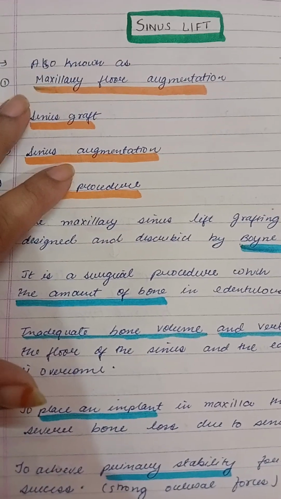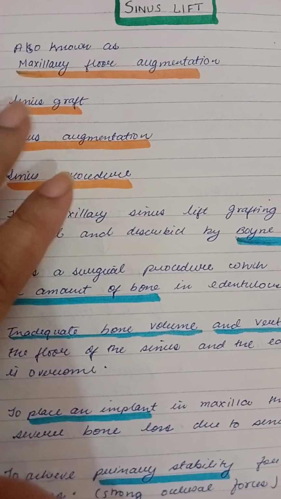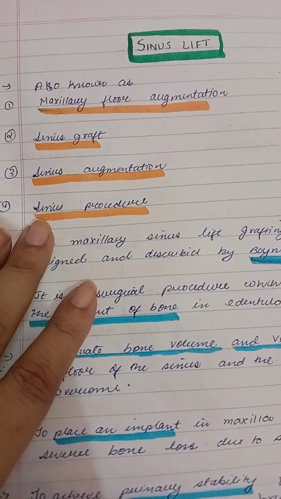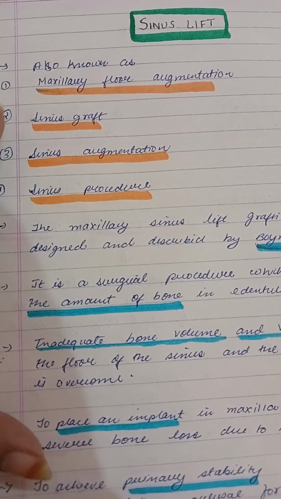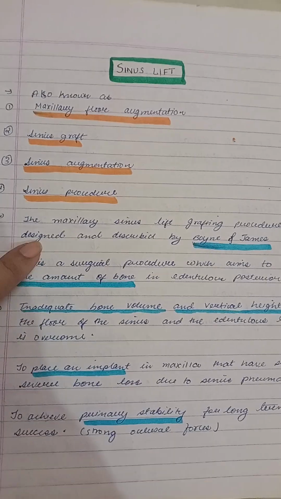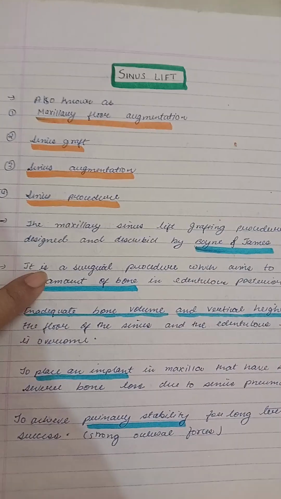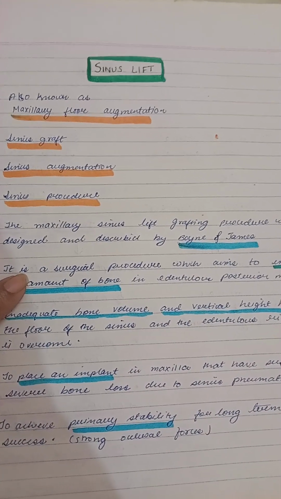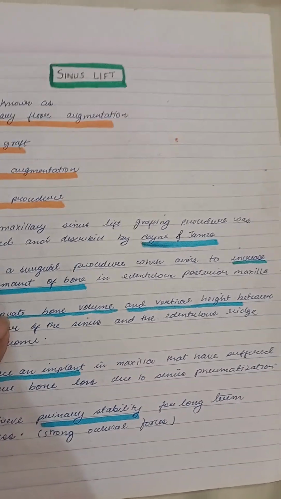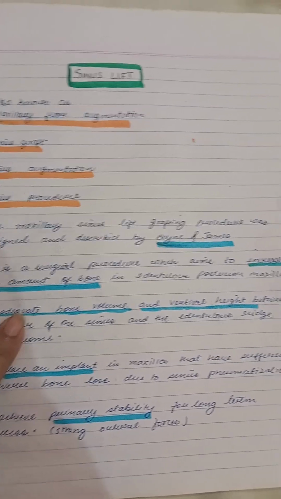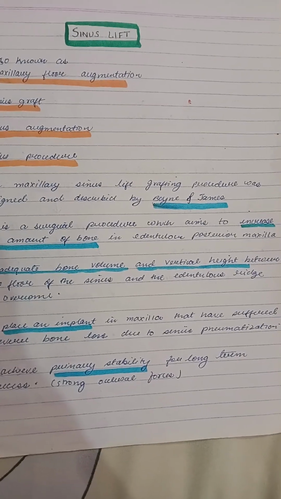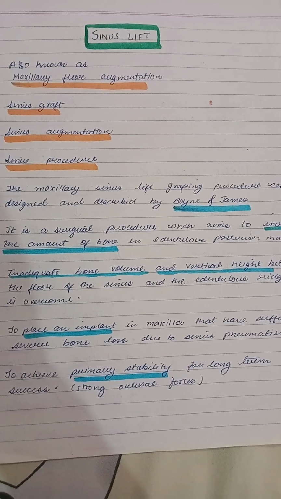It is also known as maxillary floor augmentation process, sinus graft process, sinus augmentation or sinus procedure. The maxillary sinus lift grafting procedure was designed and described by Boyne and James. It is a surgical procedure which aims to increase the amount of bone in the edentulous posterior maxilla.